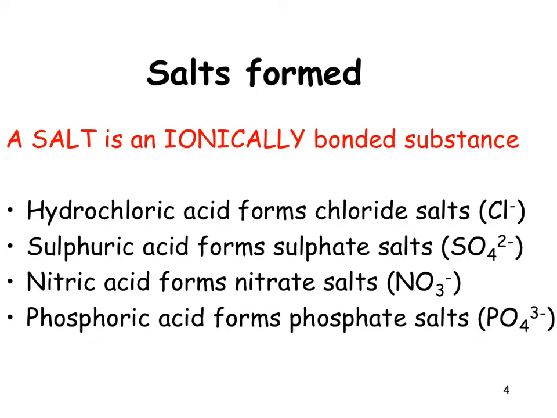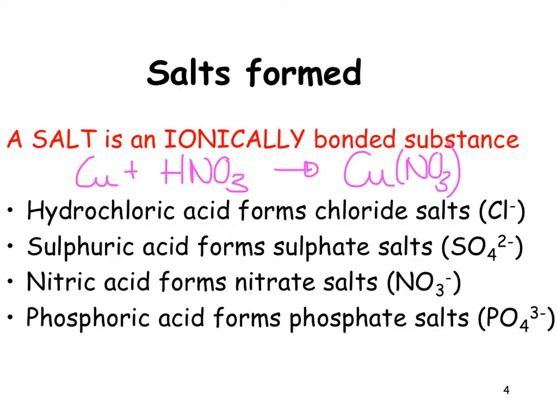So let us say I decided to take copper and nitric acid, then I would form, let's say, copper(II) nitrate, Cu(NO3)2, plus H2, and I get a nitrate salt from the metal plus acid, salt plus hydrogen. You really do need to know the salts that form from these 4 different acids.